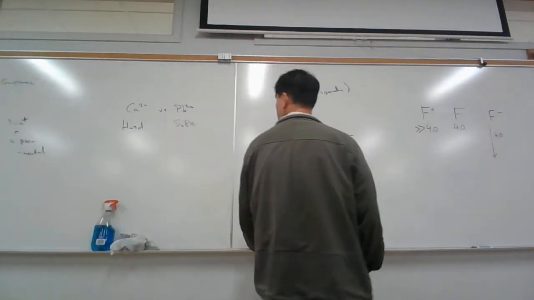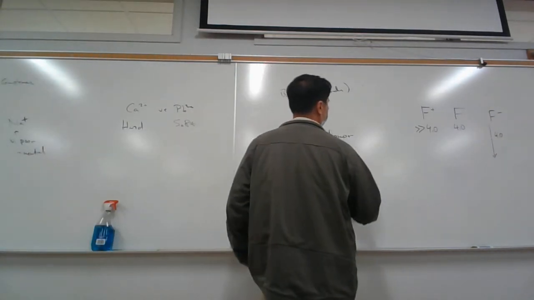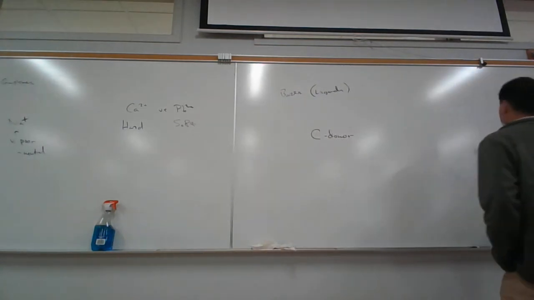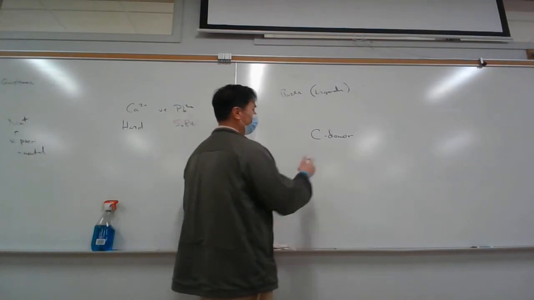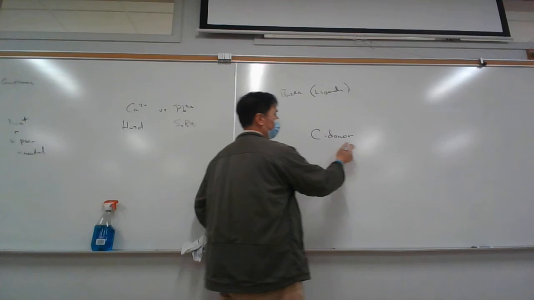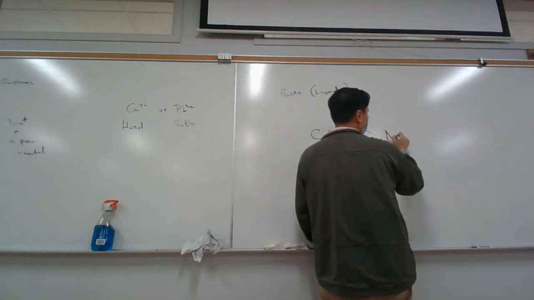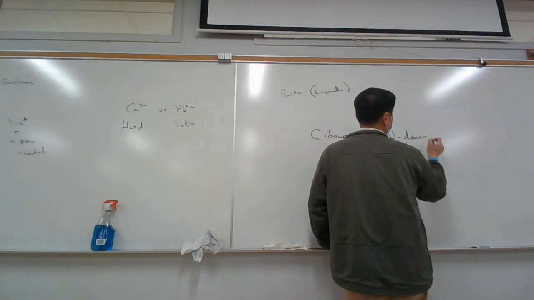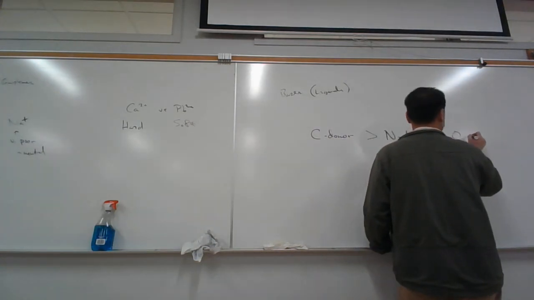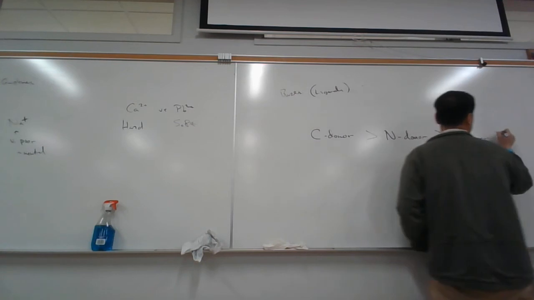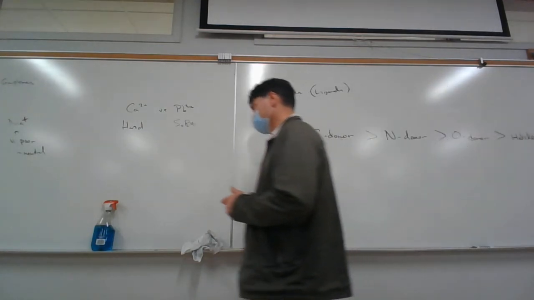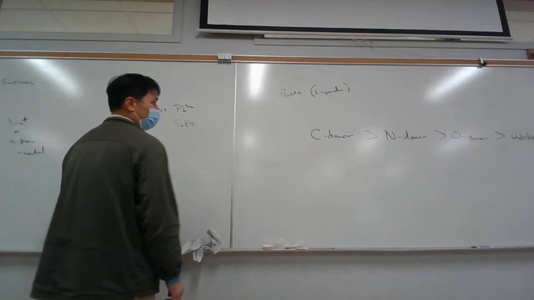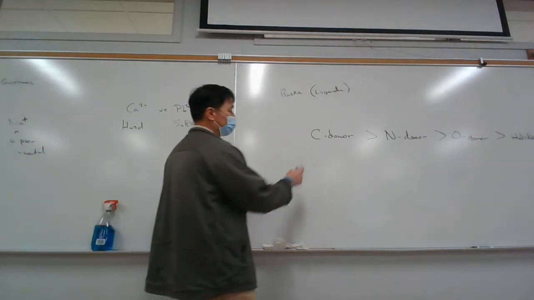Okay, so let's see. As far as the best Lewis bases, carbon donors are best for transition metal complexes, followed by nitrogen donors, followed by oxygen donors, followed by halides. And so this is the way it works. Let's give some examples here.